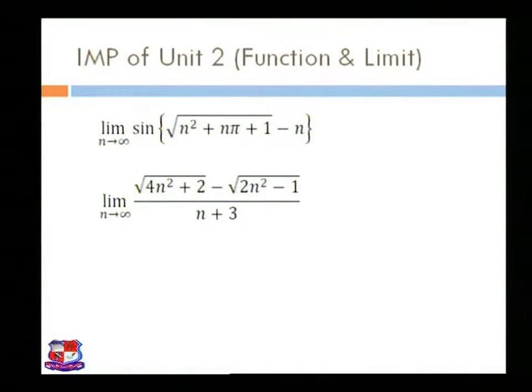So up to now we have discussed some of the important problems of the limit, that is 1 upon n form, and 1 upon n form limit n tends to infinity, the result is 0.